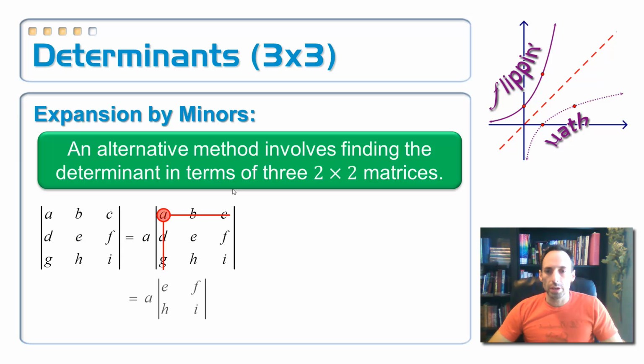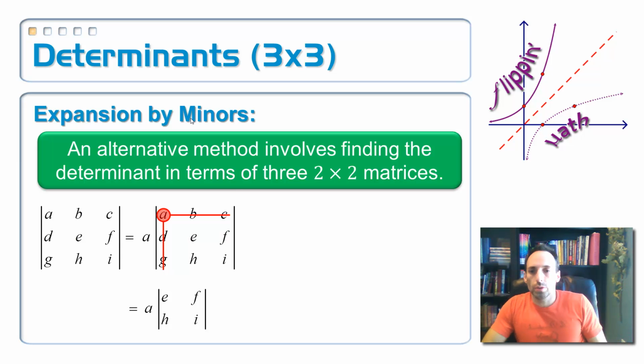So just watch the animation here. What I do is I take that first element and bring it outside. It's going to be like a scalar. You cross out the row that it's in and the column that it's in, and that leaves you a 2 by 2. You're going to find the determinant of that leftover 2 by 2.